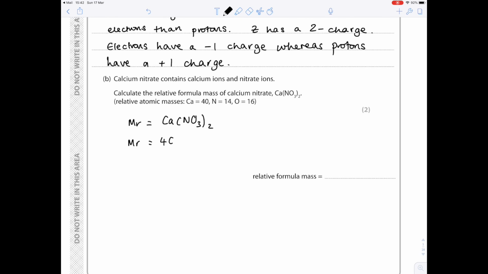So calcium is 40, nitrogen is 14, but notice this 2 means we need to multiply that number by 2. Oxygen has a mass of 16, but there's 3 lots of it within the bracket, and we multiply by 2 on the outside of the bracket, so we need to multiply that by 6. And when you've done that, you get an answer which is 164.